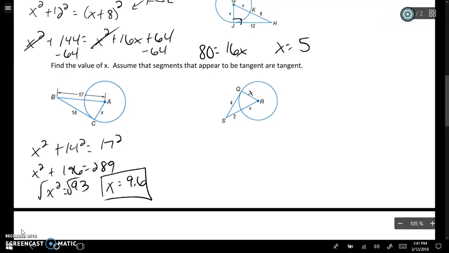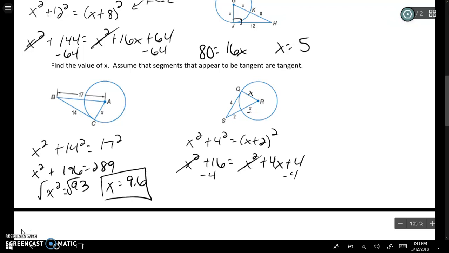Over here, okay, we're trying to figure out what this is. Well, that's also going to be an x because it is a radius, same as this one right here. So x squared plus 4 squared is equal to x plus 2 squared. x squared plus 16 is x squared plus 4x plus 4. Your x squareds are gone. We're going to subtract 4, and so you get 12 is equal to 4x, which means x is 3.